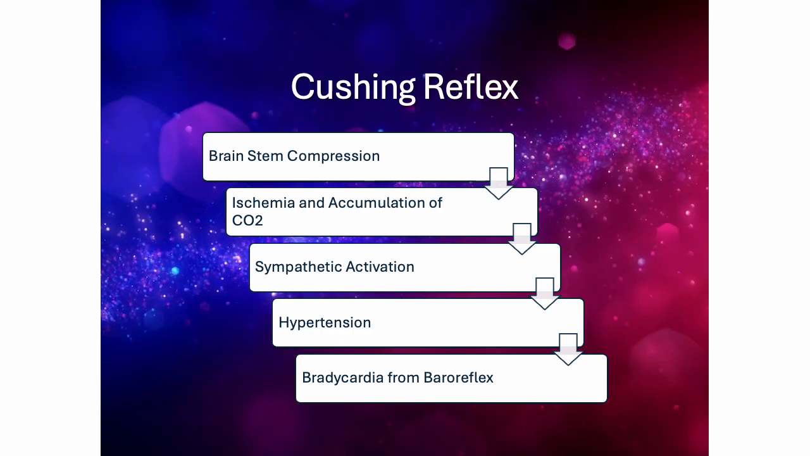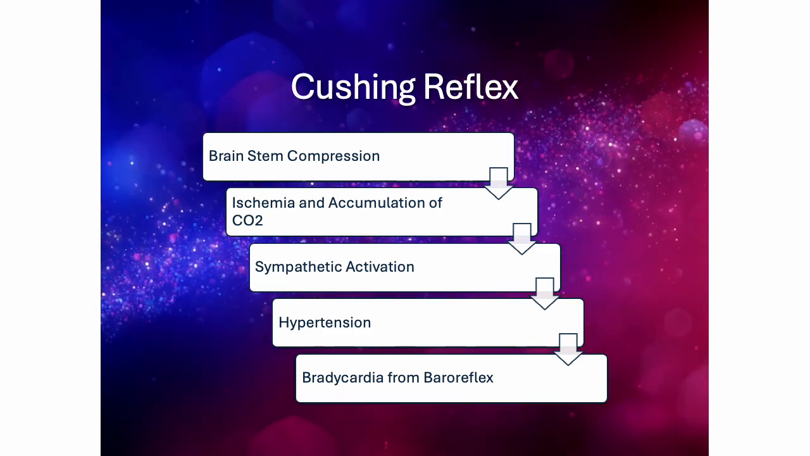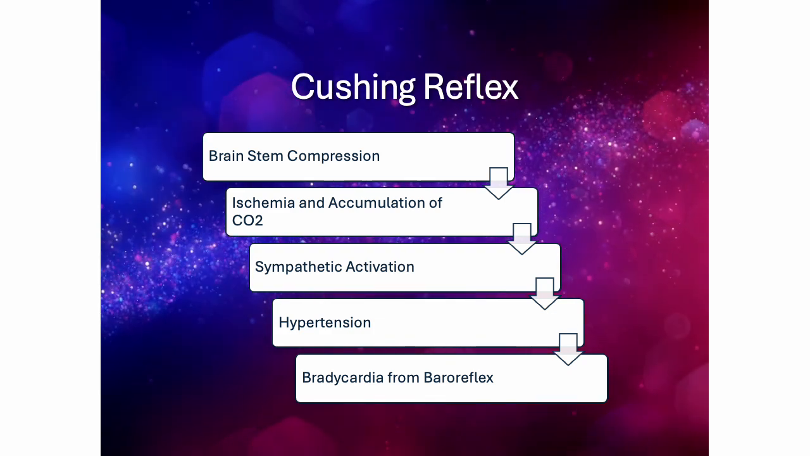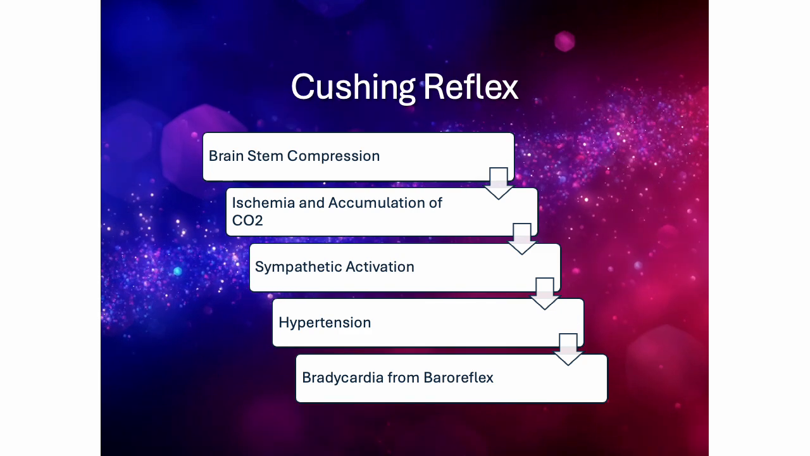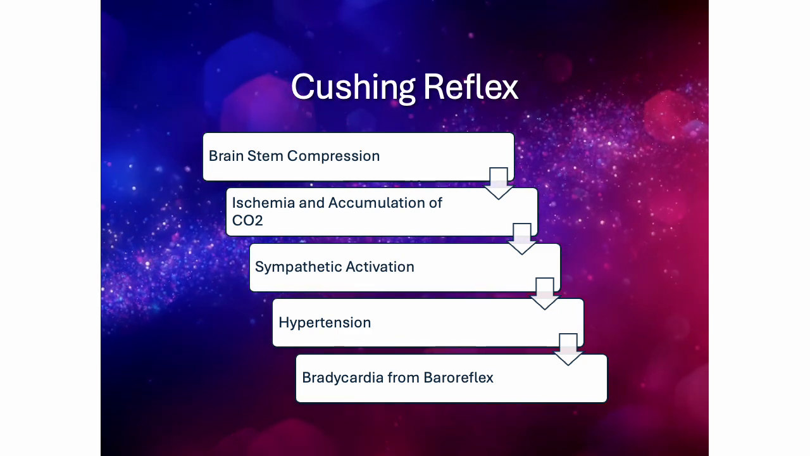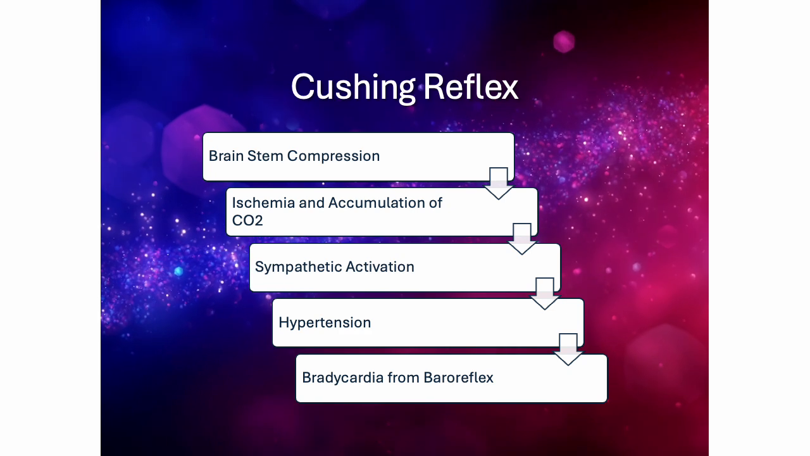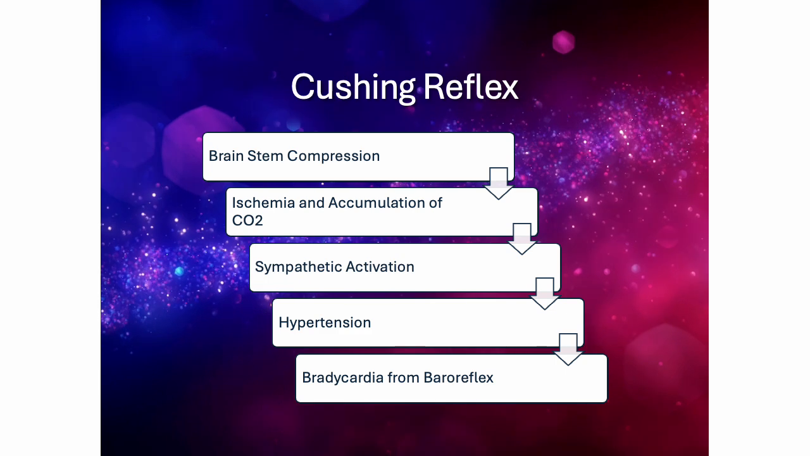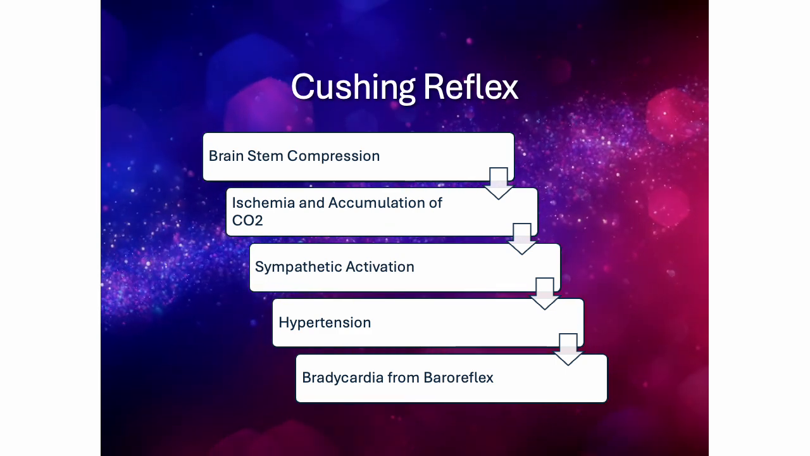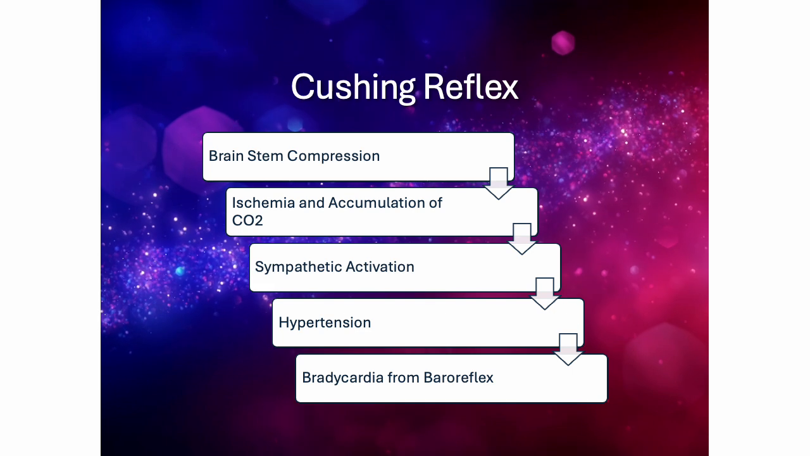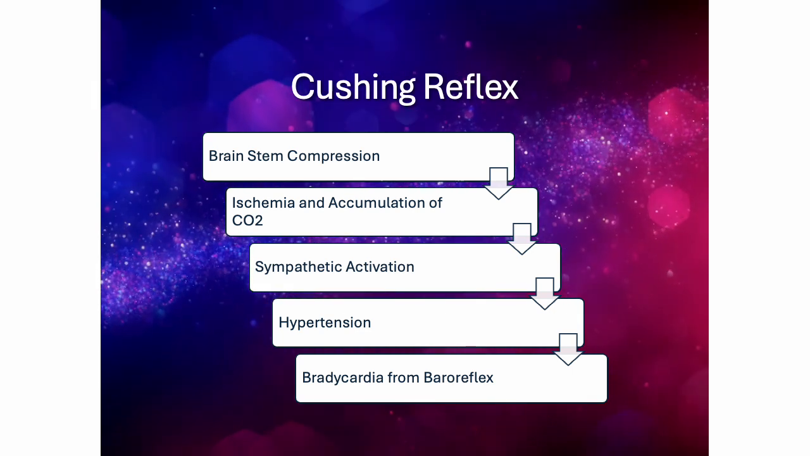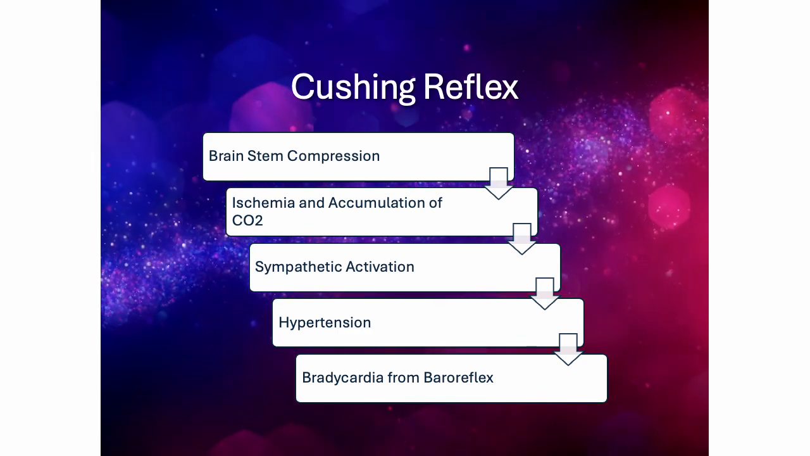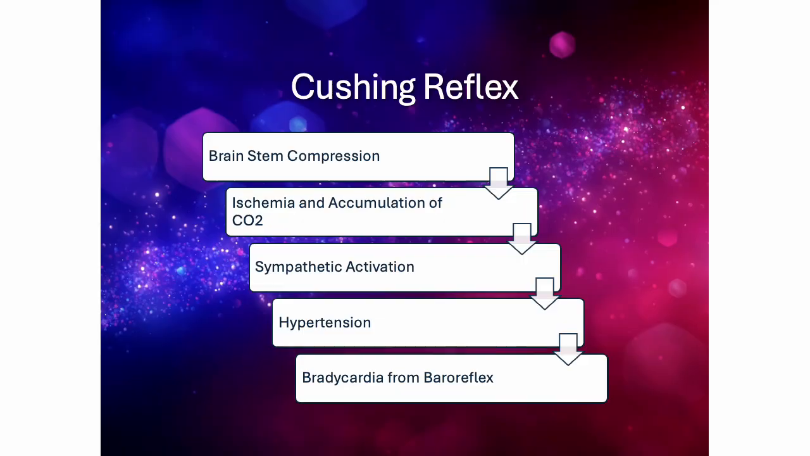Okay, a very common thing we talk about is the Cushing reflex. We're just going to go through it again. So when the brainstem gets compressed from intracranial hypertension, it can cause ischemia and accumulation of CO2. That will activate the sympathetic system, and that will increase the hypertension. Like we talked about, the body tries to maintain the difference between the upstream pressure and downstream pressure. When the downstream pressure goes up, the body will try to increase the upstream pressure by causing systemic hypertension. When the body does that, it will still activate the baroreflex and cause bradycardia. That's the classic Cushing reflex.